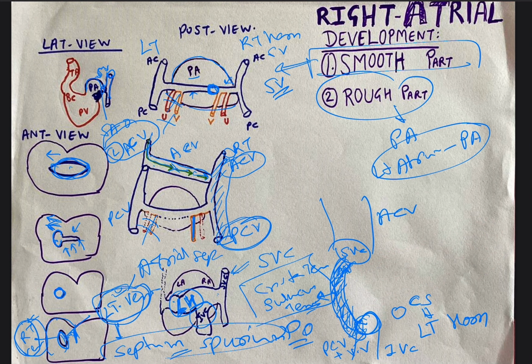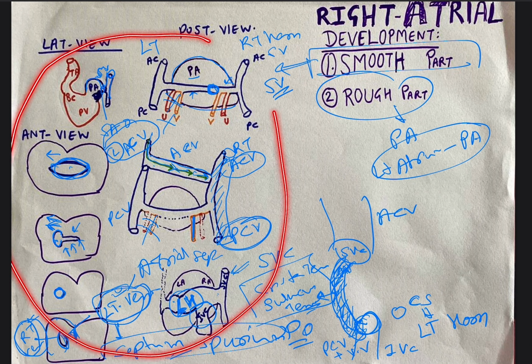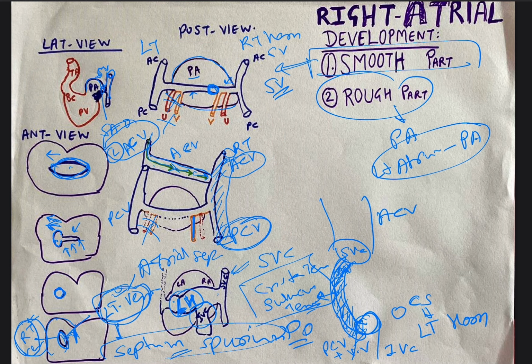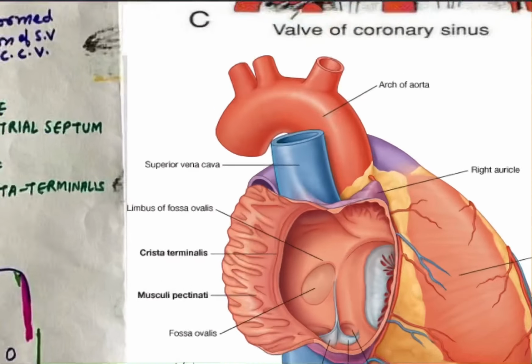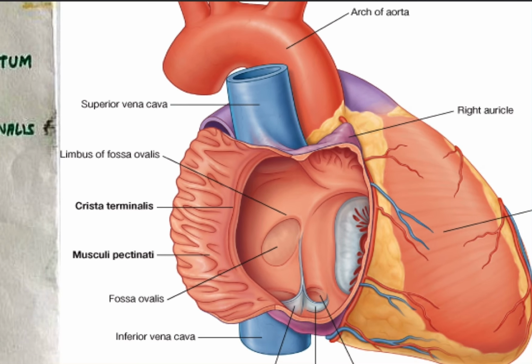What are we reading? We are reading how the smooth part of the right atrium develops. This smooth part develops through this whole structure. What is this whole structure? It is the sinus venosus with its horns. The sinus venosus with its horns gets absorbed into the posterior wall of the primitive atrium and forms a smooth wall, while the primitive atrium forms the rough part. Simple. Please look at this diagram very carefully.